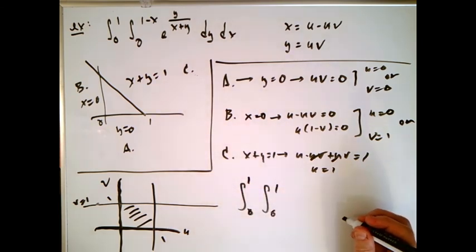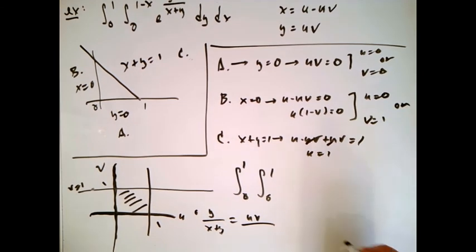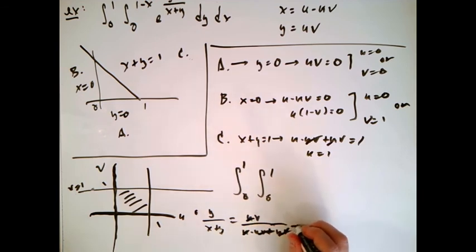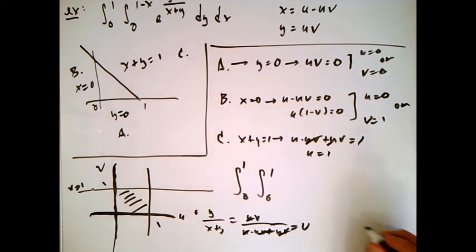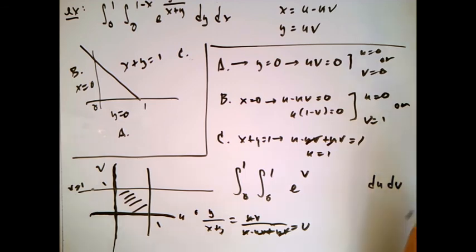Now, I need to figure out what's going to happen to the integrand. The integrand, y over x plus y in the exponent, y is uv. X plus y is u minus uv plus uv. The uv's cancel, and so the new exponent is just v, so I get e to the v, like that. The order is not going to matter because the limits of integration are so nice. That looks like that. And now we have to fill in that funny looking determinant.